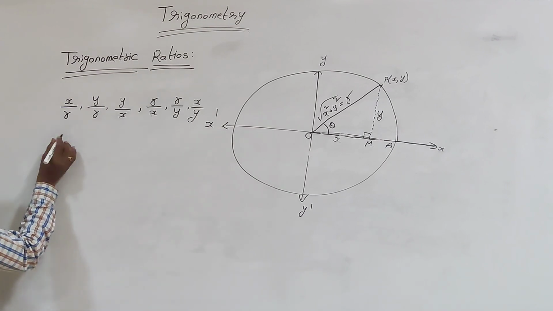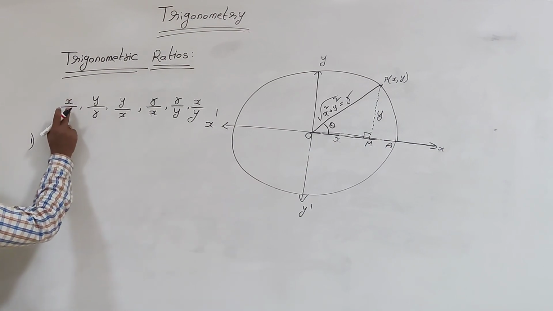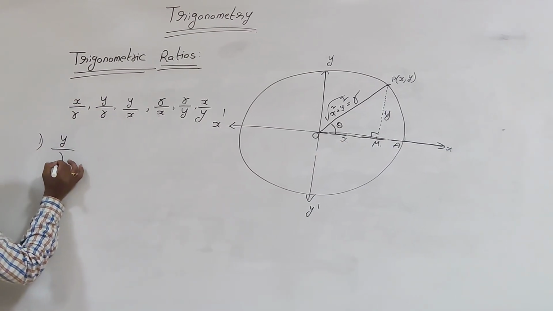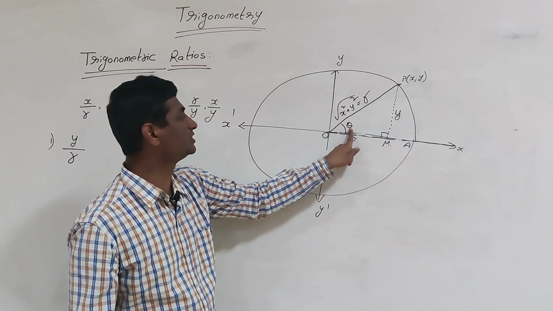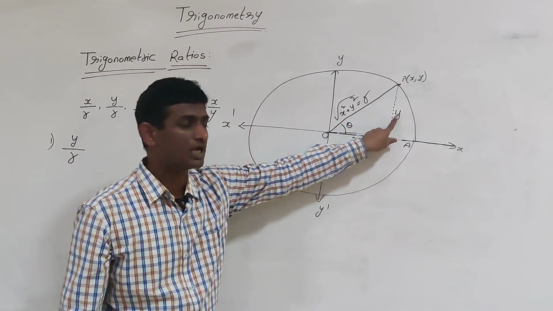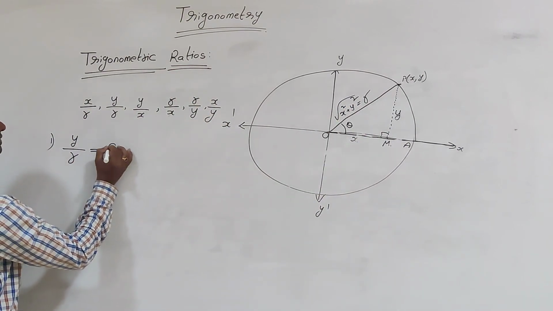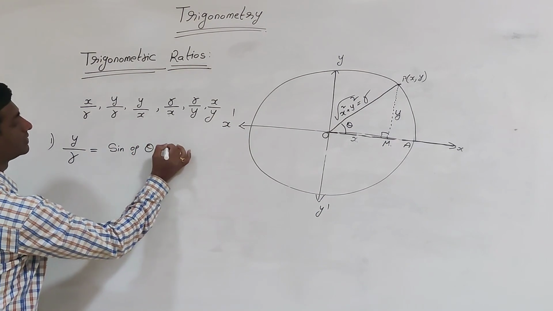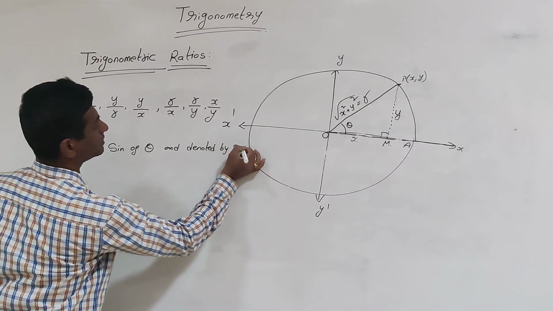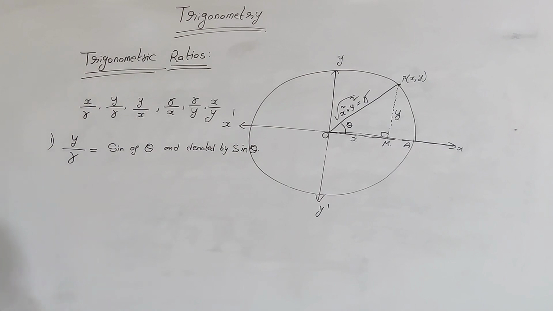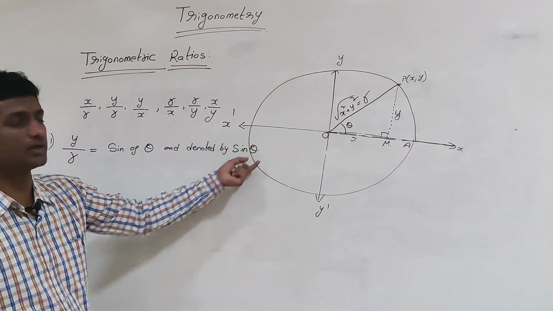Let's see what the trigonometric ratios are. The ratio y by r, where y is the side opposite to theta and r is the hypotenuse, is called sine of theta and denoted by sin theta.